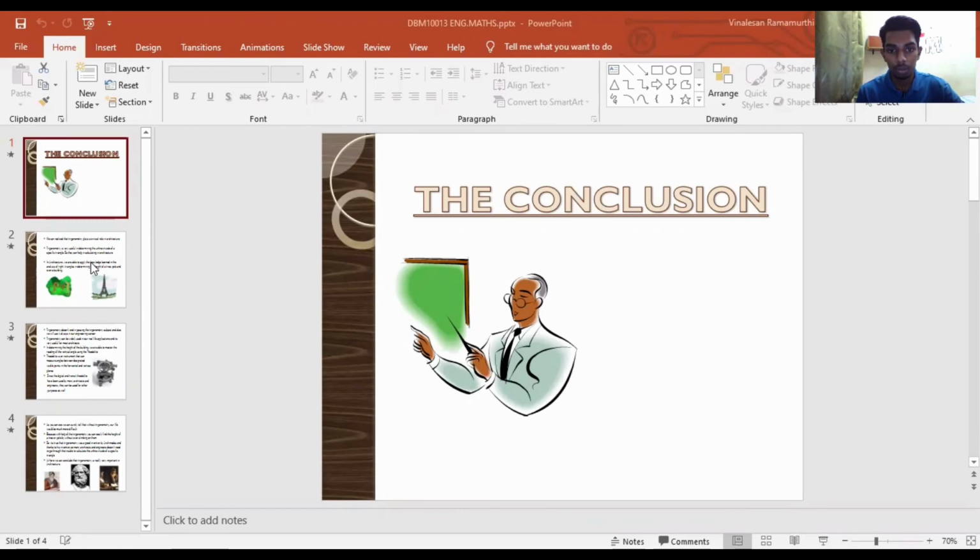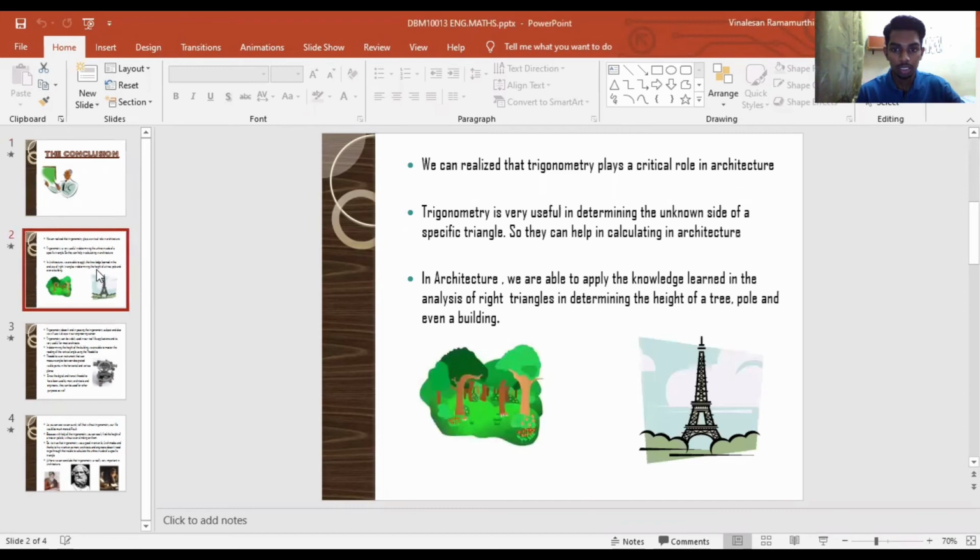Today, I'm going to tell you about the conclusion on the importance of trigonometry in architecture. First of all, we can realize that trigonometry plays a critical role in architecture because it is very useful in determining the unknown side of a specific triangle. So it can help in calculating in architecture.